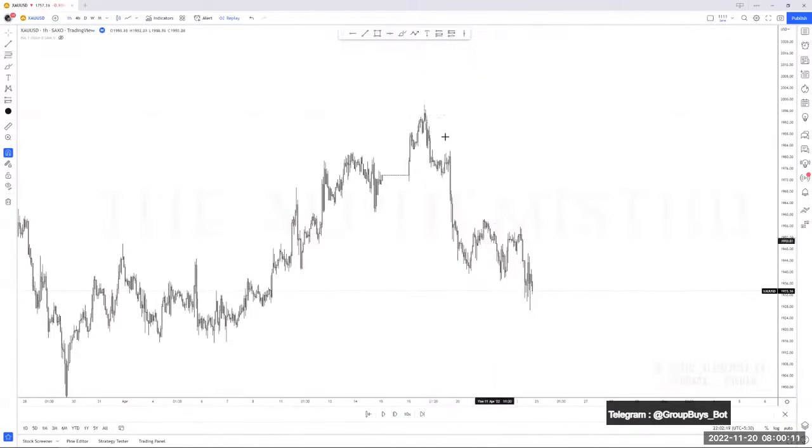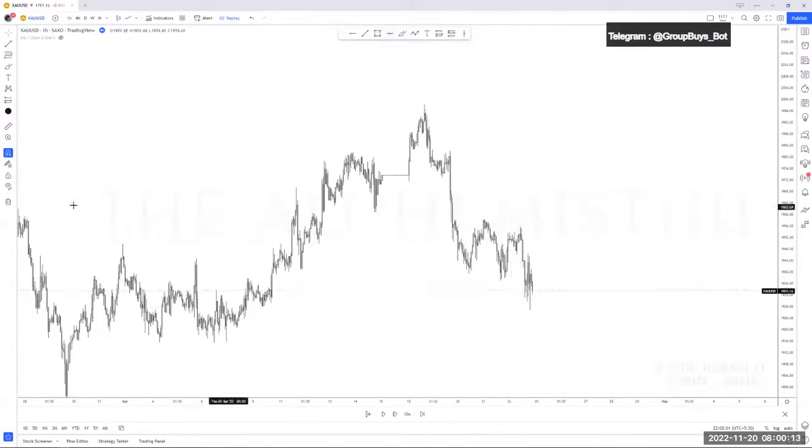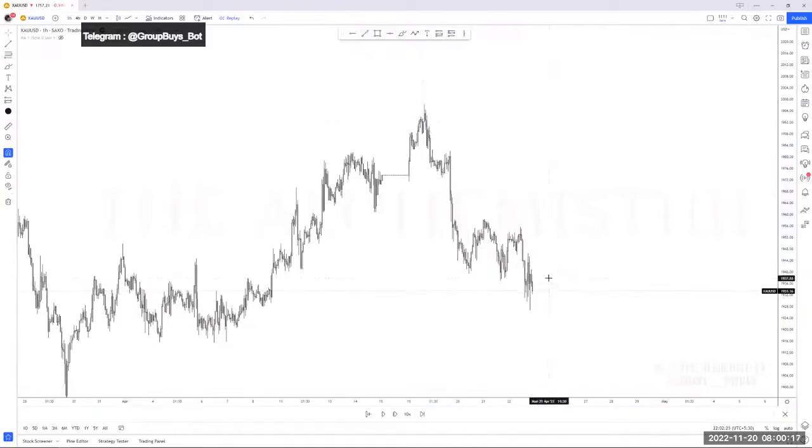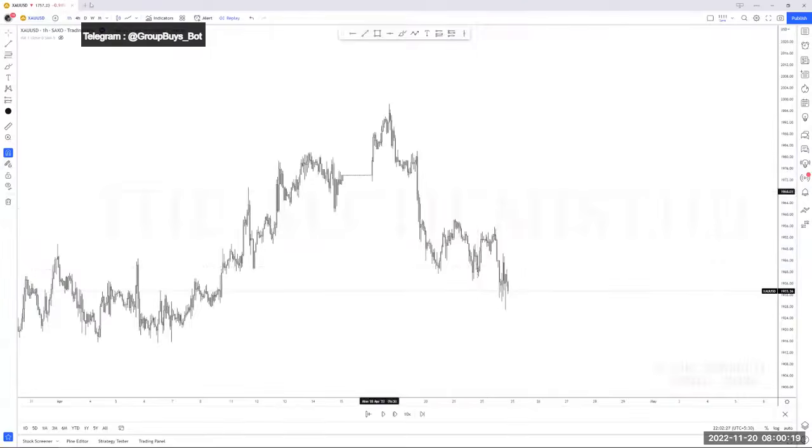Breakout structure on lower time frames. Daily has closed below daily. We had a daily resistance and a trend line giving us confluence. So yeah, why not take the entry, right? It's a very clean one. Yeah, that was a very clean one.